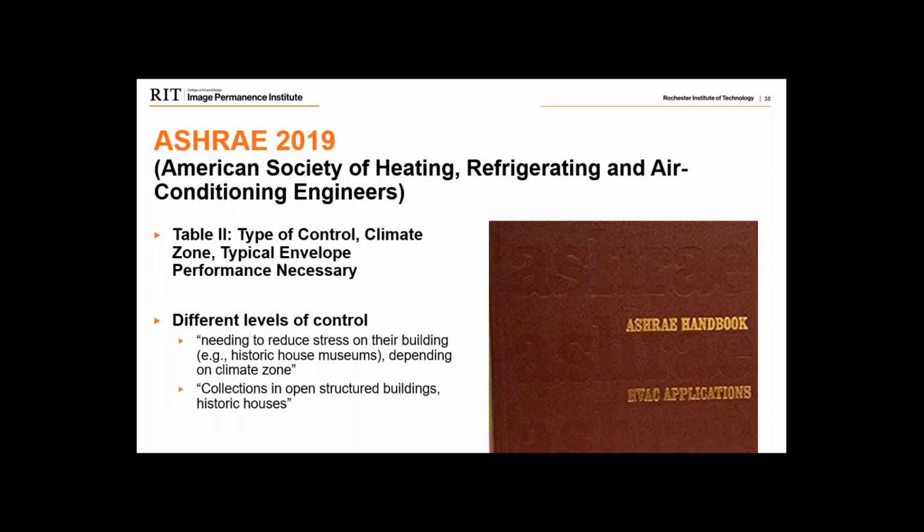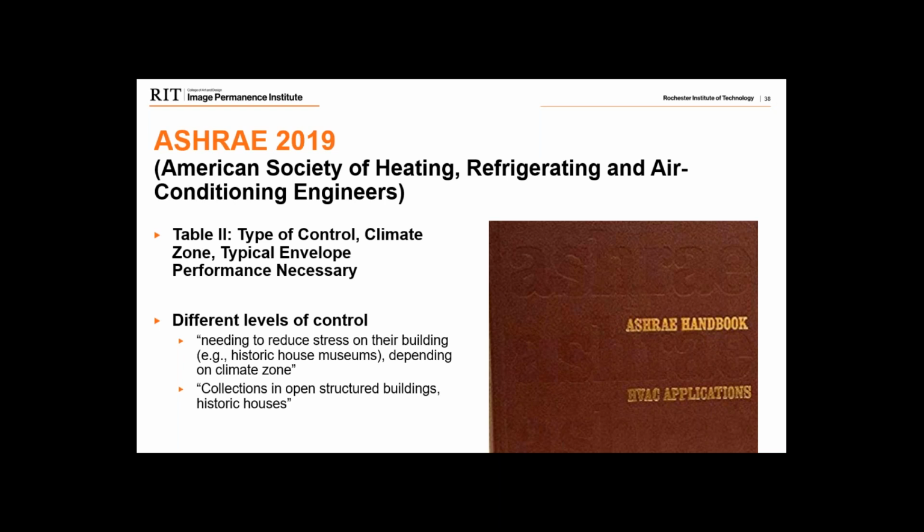One source that you may want to consider is ASHRAE 2019, Chapter 24, and within it, it does have a table that lays out the type of building envelope necessary depending on your climate zone and what type of control you're trying to achieve. So this is a helpful way to see how all these parameters interact.